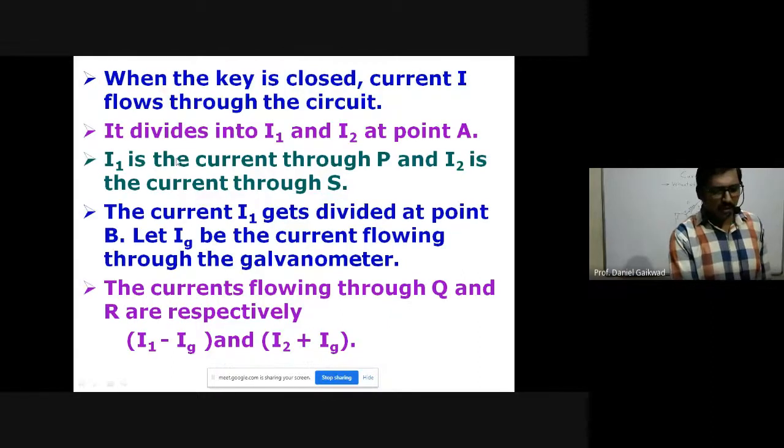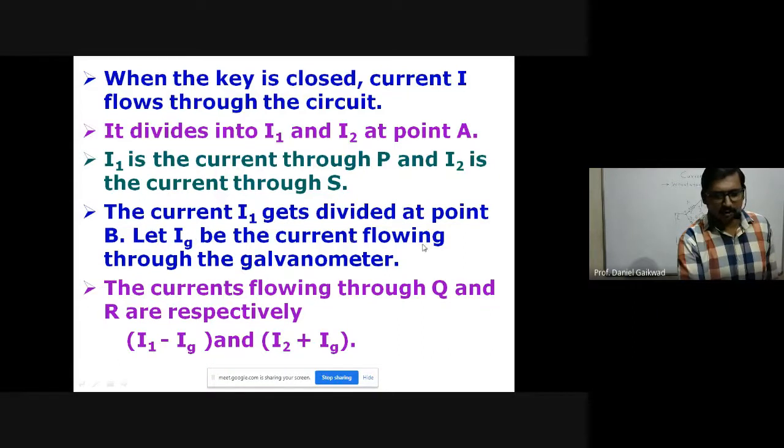Now let us begin with the points. When the key is closed, current I flows through the circuit. Already we have explained this part. It divides into I1 and I2 at point A. I1 is the current through P and I2 is the current through S. The current I1 gets divided at point B.